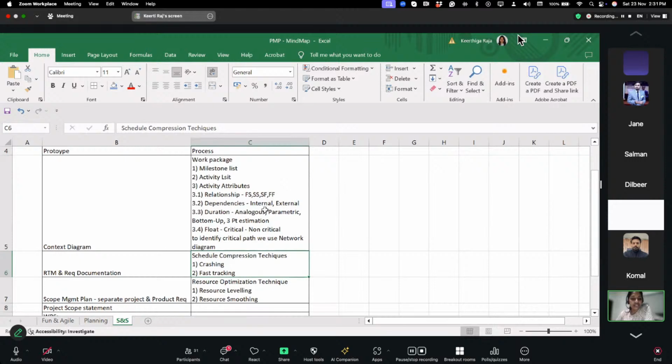Dependencies: we are having internal dependencies and external dependencies, both mandatory and discretionary. Duration: we are having analogous, parametric, bottom-up, and three-point estimation. Float: we are having critical and non-critical. To identify the critical path, we use the network diagram. We are having schedule compression techniques. One is crashing, another one is fast tracking, and the last one is resource optimization techniques: resource leveling and resource smoothing.